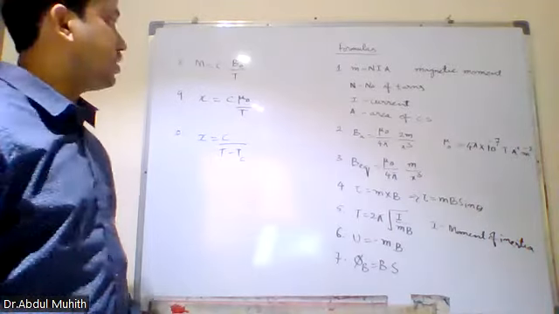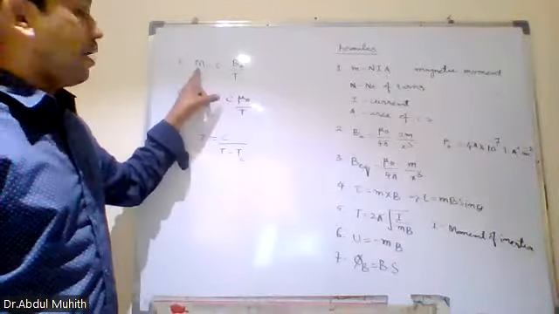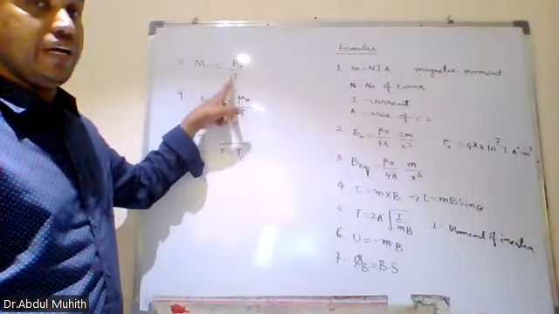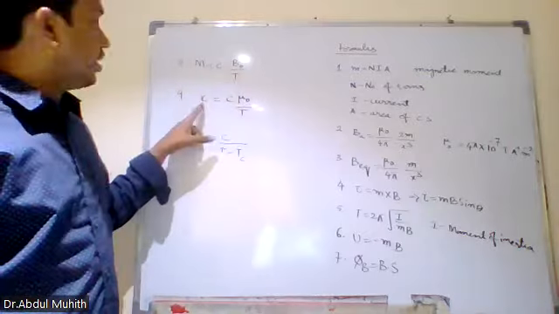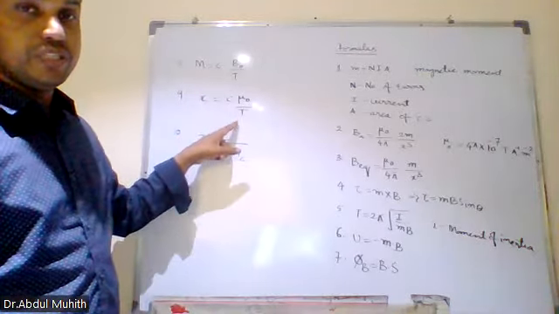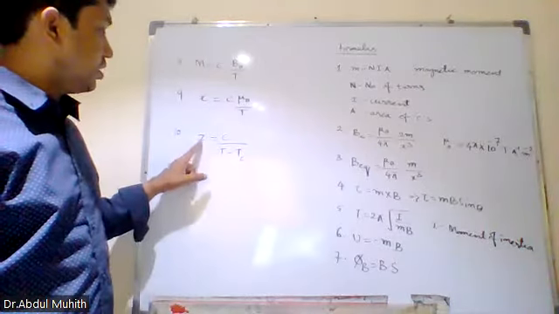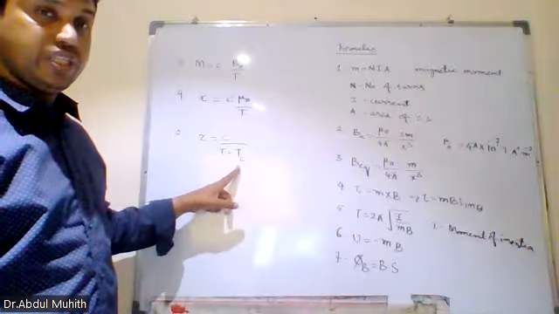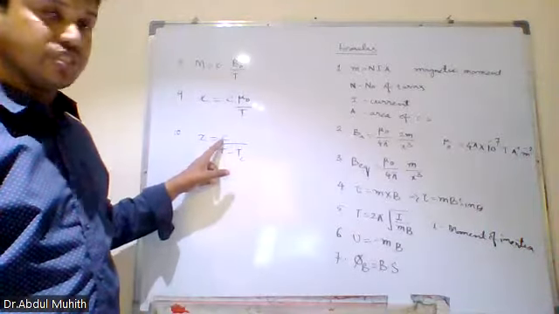M is equal to C into B0 by T. Magnetization is equal to C, where C is the Curie constant, B0 is the magnetic field, and T is the temperature. Here chi is susceptibility, C is Curie constant, mu0 is permeability of free space, T is temperature. Here chi is equal to C by T minus Tc, where Tc is the Curie temperature and C is the Curie constant.